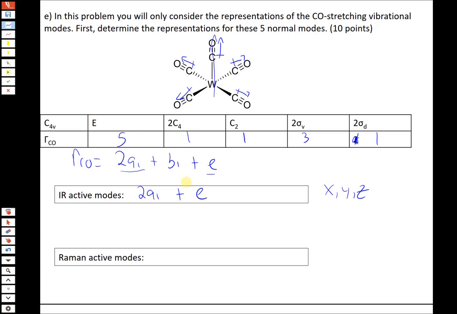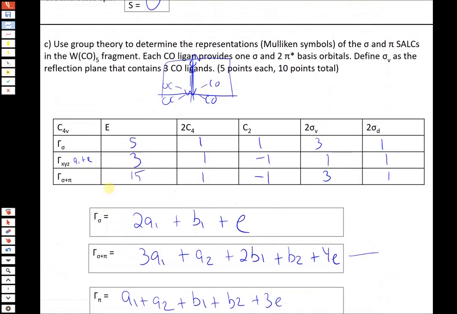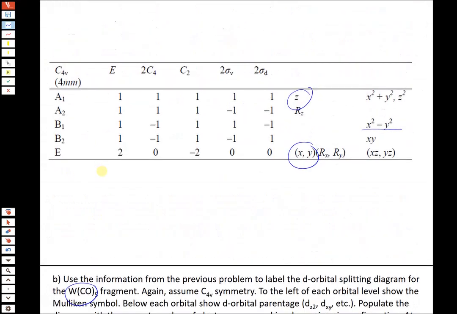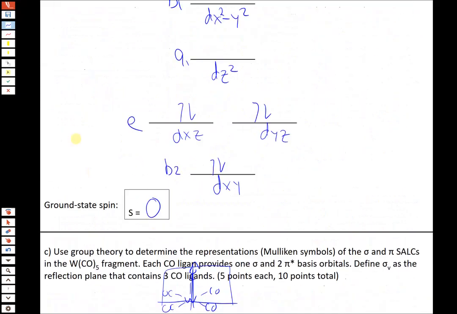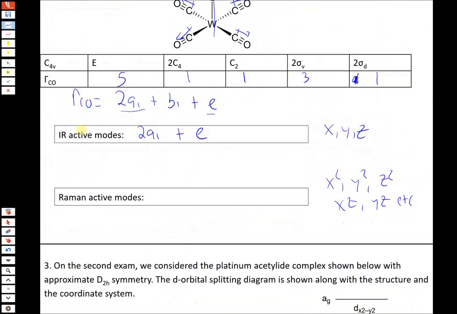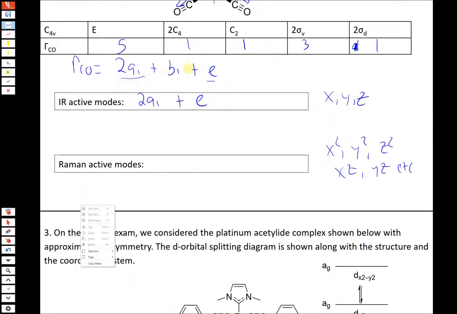And then for the Raman active modes, that's going to be the quadratic functions x squared, y squared, z squared, xz, yz, etc. And so if we go to the character table for C4v, we have quadratic functions in all the representations except for A2, but there are no A2 normal modes for the CO stretching, so all of them are Raman active. So 2A1 plus B1 plus E, or you could have just said all of them are Raman active.